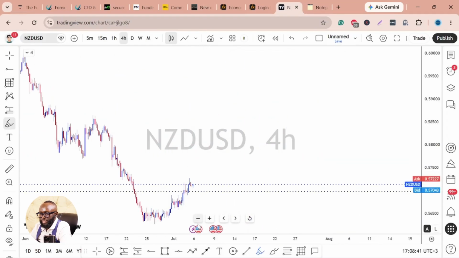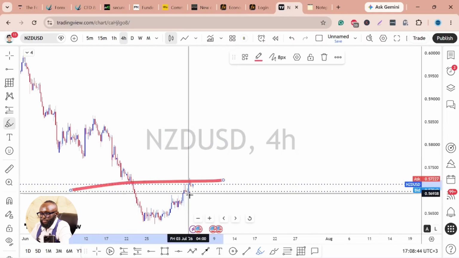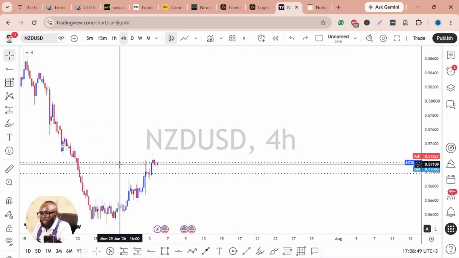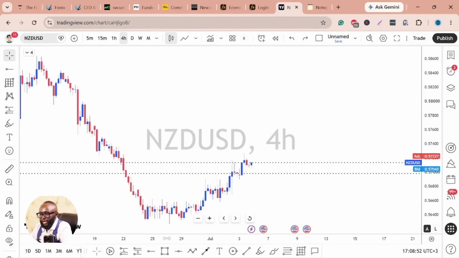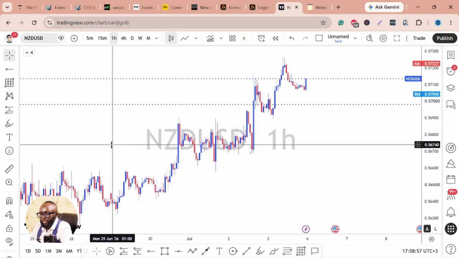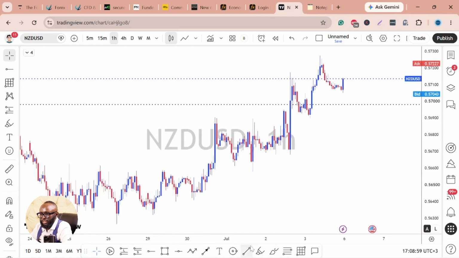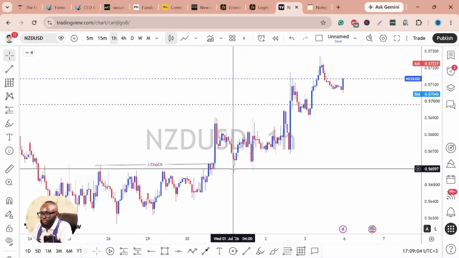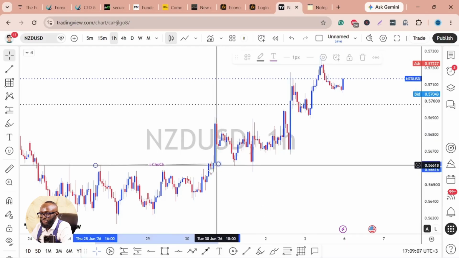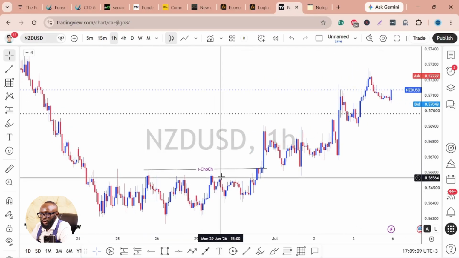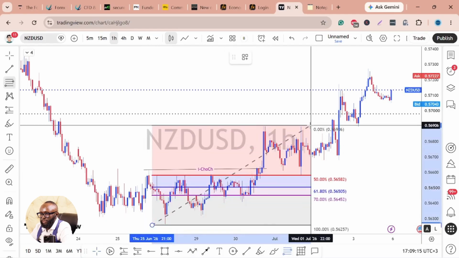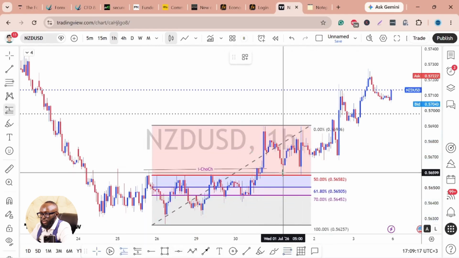Now for NZUSD, we were riding this move high from last week. Maybe I can show you how I got into that entry on NZUSD. This was our last change of character from this particular zone. Once we had this change of character, my entry was around the 50% fib.